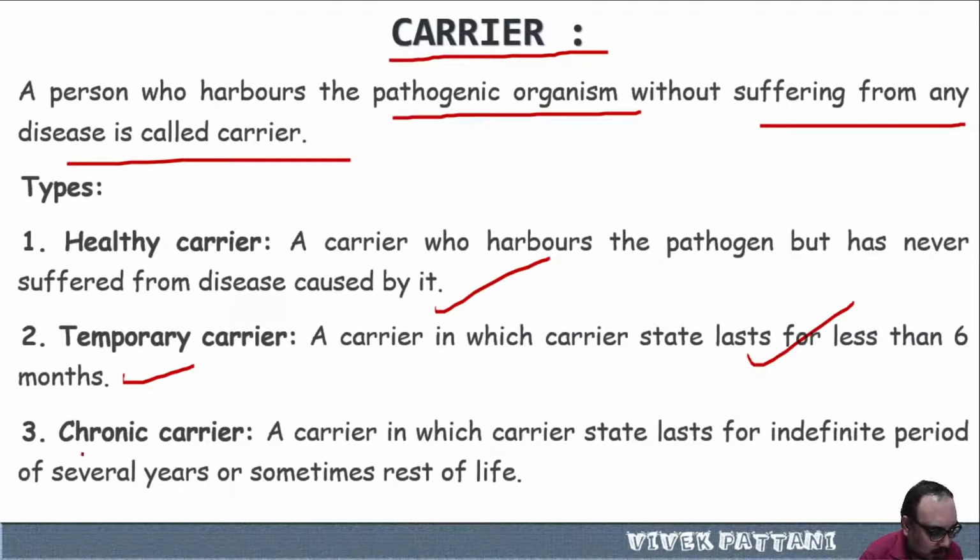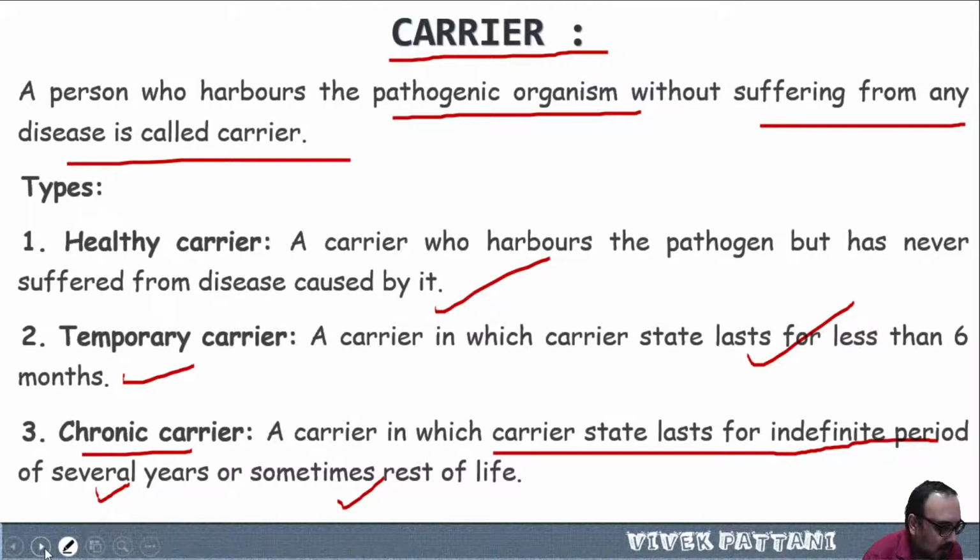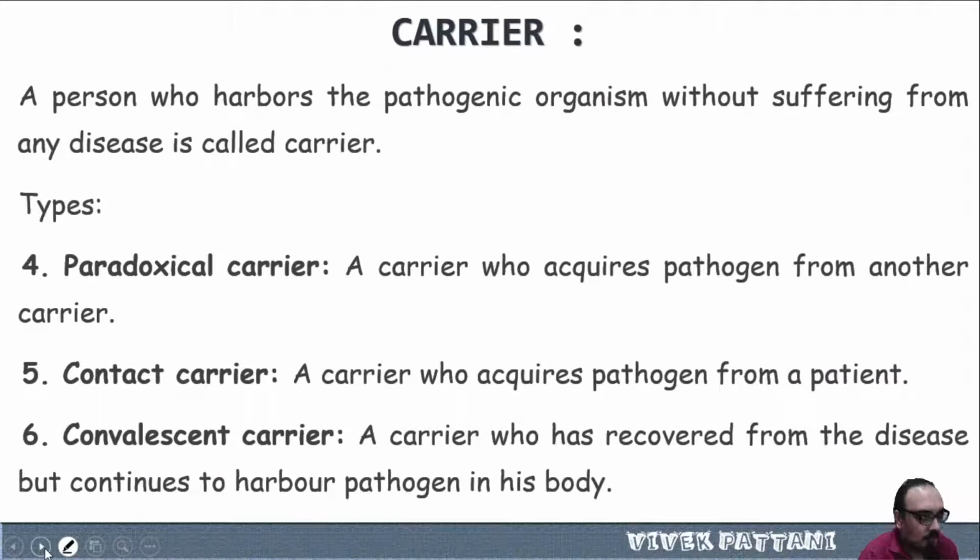The chronic carriers: a carrier in which the carrier state lasts for an indefinite period, for several years or sometimes throughout their life, are called chronic carriers. Now further types of carriers include paradoxical carriers, a carrier who acquires a pathogen from another carrier.